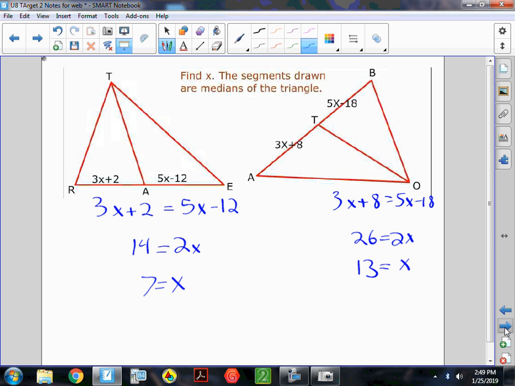Because of that, I can say that if I know for this problem that TA is a median, I know that 3x plus 2 must equal 5x minus 12. Or if I know that T is a midpoint because I have a median, I can set 3x plus 8 equal to 5x minus 18 and solve both of those.